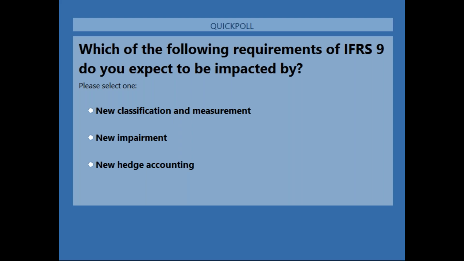We've done webinars last year on the new classification and measurement rules. We've done a webinar on new impairment rules. We've done a webinar, and I think it was the December one, on hedge accounting. So which of these do you think will most impact you? That would be interesting to see. In our client base and our attendees, I expected hedge accounting to not have a big impact. Again, that's just my guess. Let's see what the research tells us.